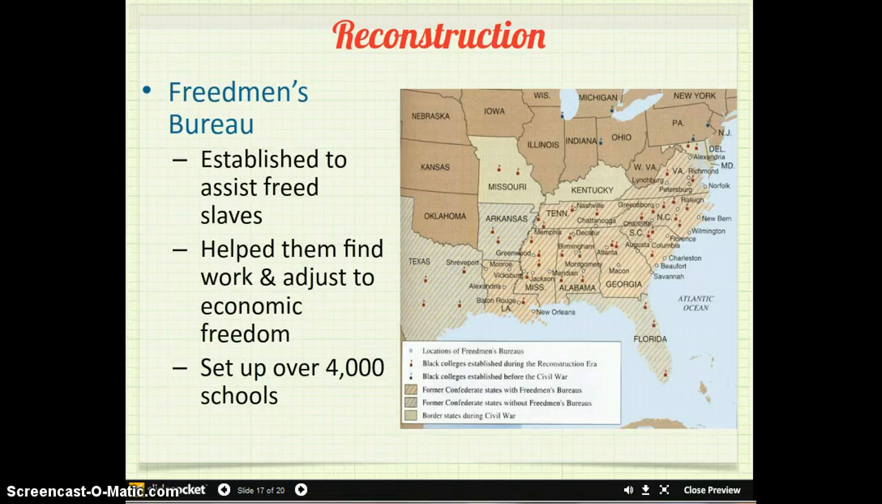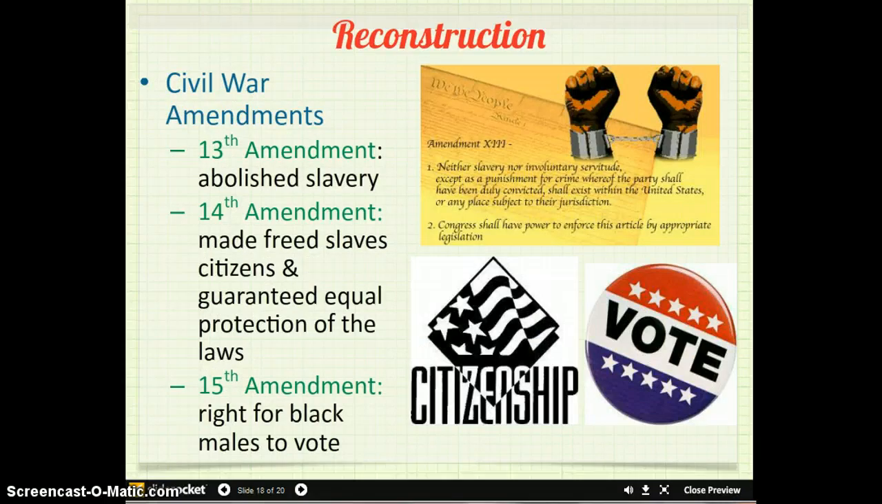During Reconstruction, the national government established the Freedmen's Bureau. This was established to help assist freed slaves. It helped them find work and adjust to economic freedom, and set up over 4,000 schools, including Morehouse College. Also during Reconstruction, we will have the Civil War amendments added to the Constitution. The 13th Amendment abolished slavery, the 14th made freed slaves citizens and guaranteed equal protection of the law or due process, and finally the 15th Amendment allowed the right for black males to vote.